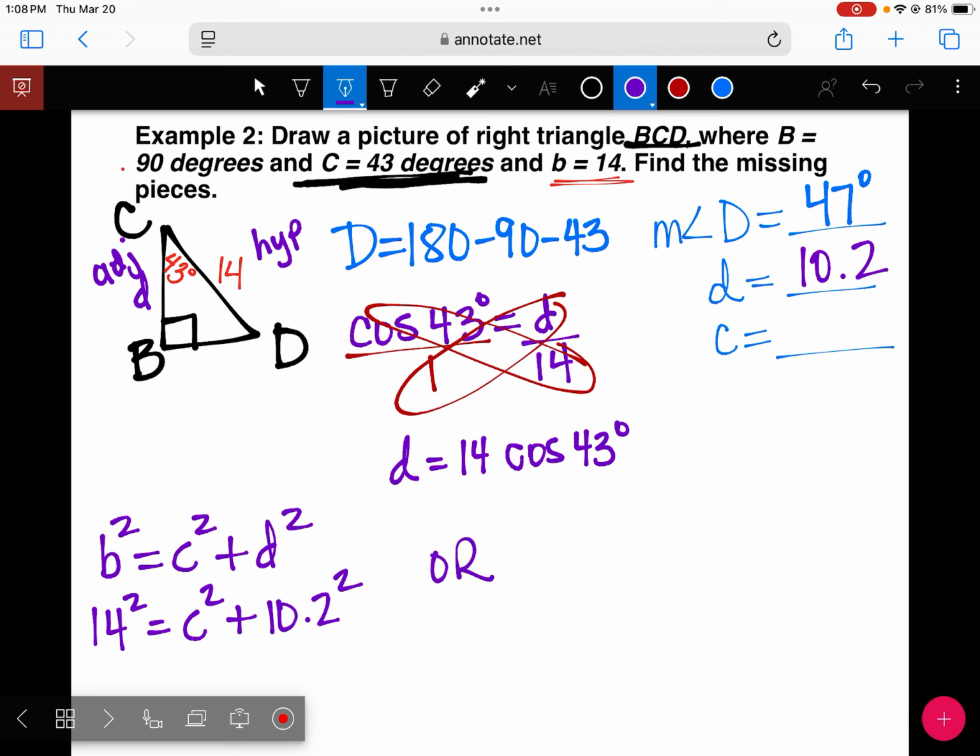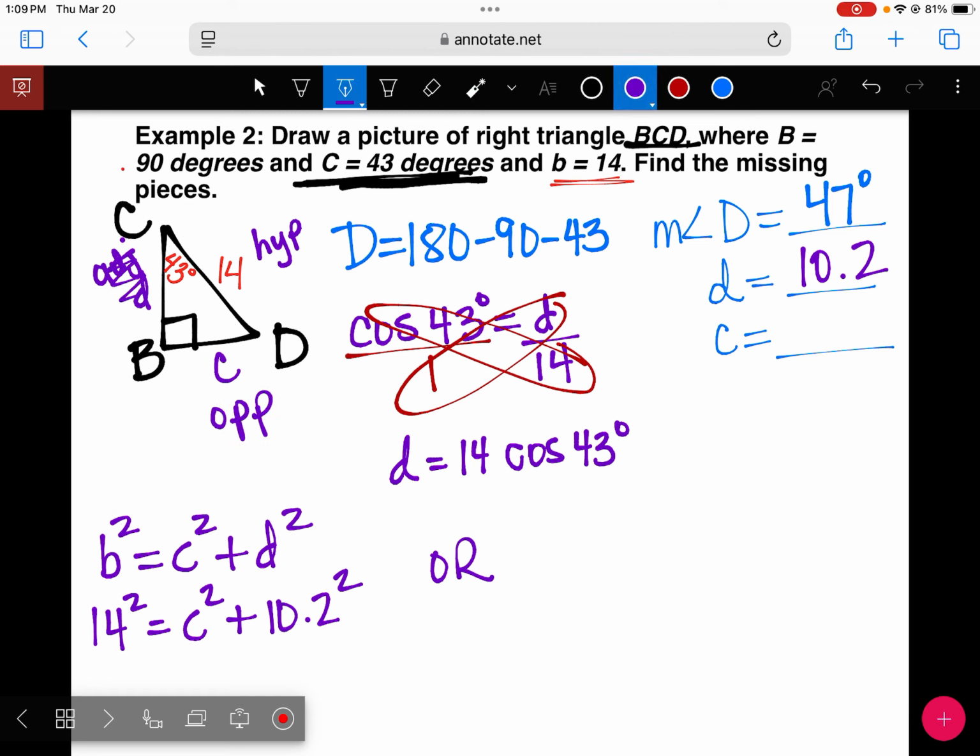Or we can use trig. So now I'm trying to find this side, which is what? If this is my angle, is this opposite or adjacent to the 43 degree angle? Opposite.